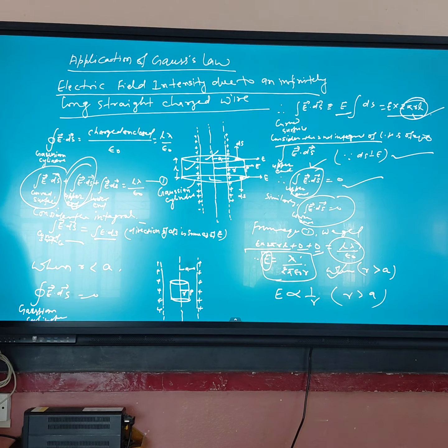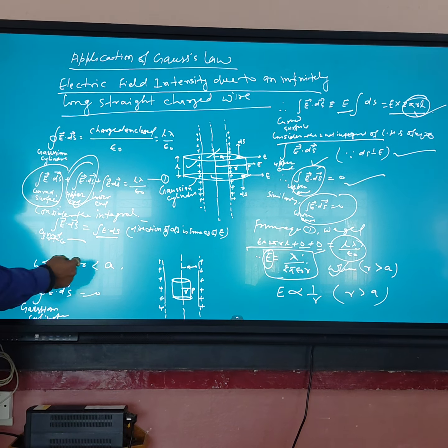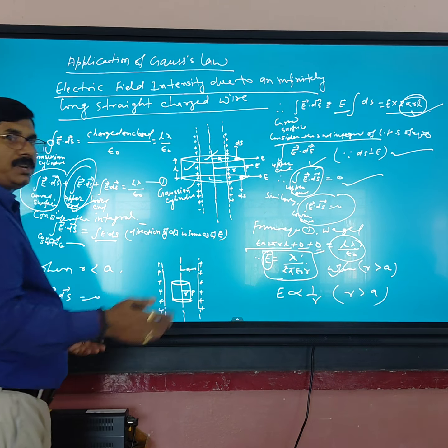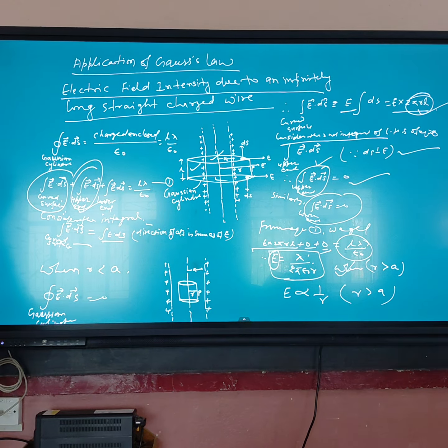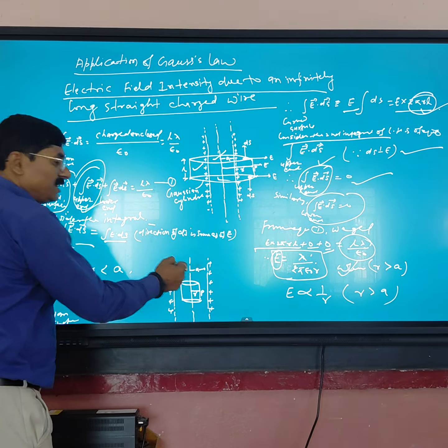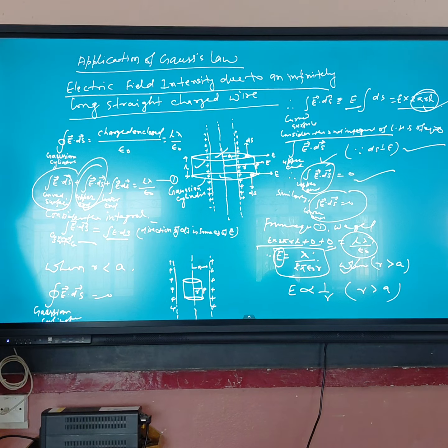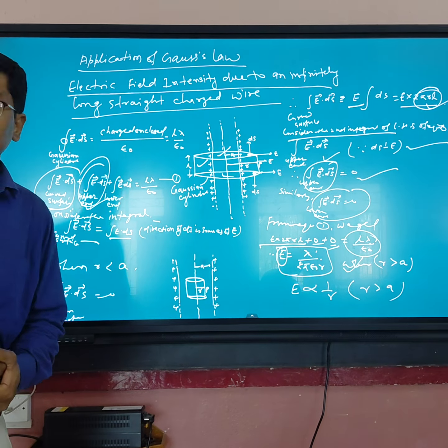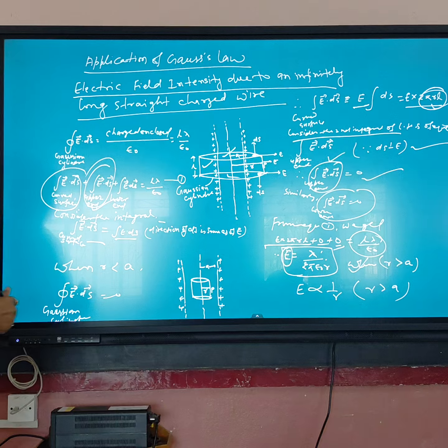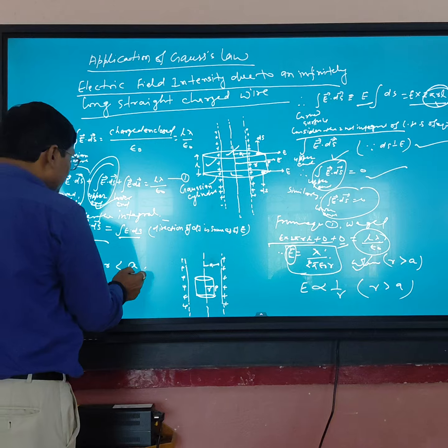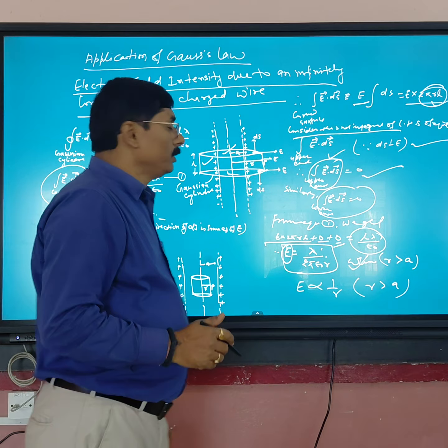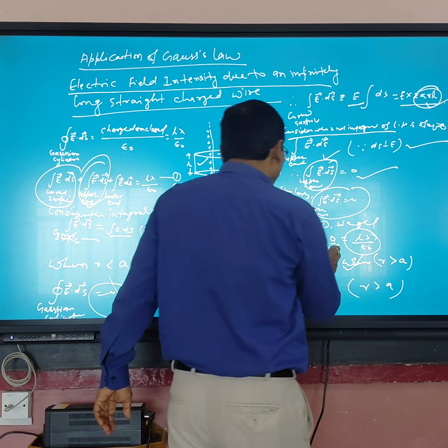In the second condition, if r is less than a, means the Gaussian cylinder is totally within the charge cylinder. Here the total charge is 0, because the Gaussian cylinder is totally inside the charge cylinder. Then the intensity will also be 0. Okay? Here the formula is developed.